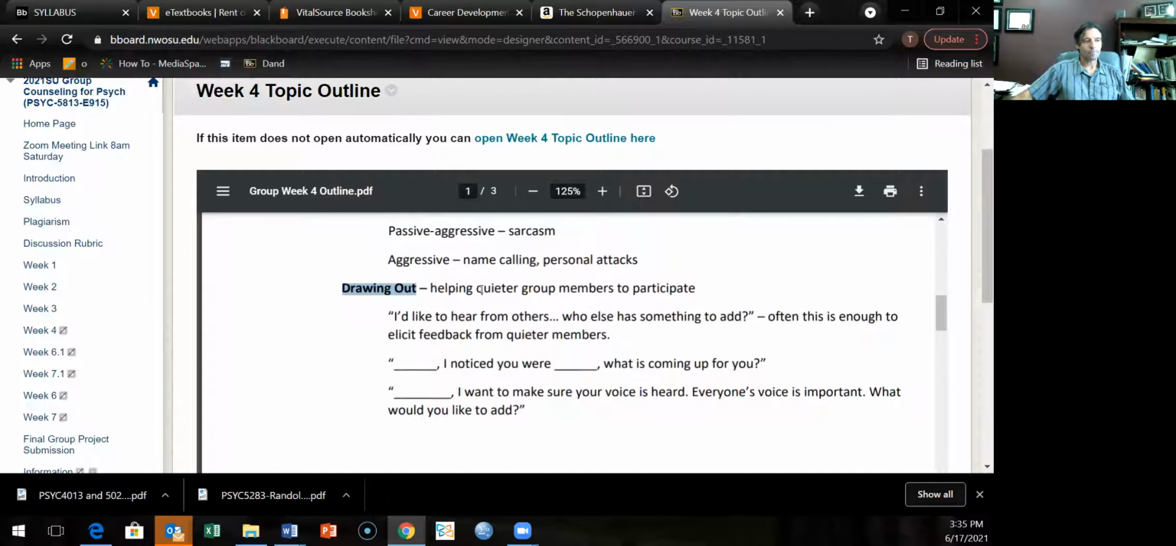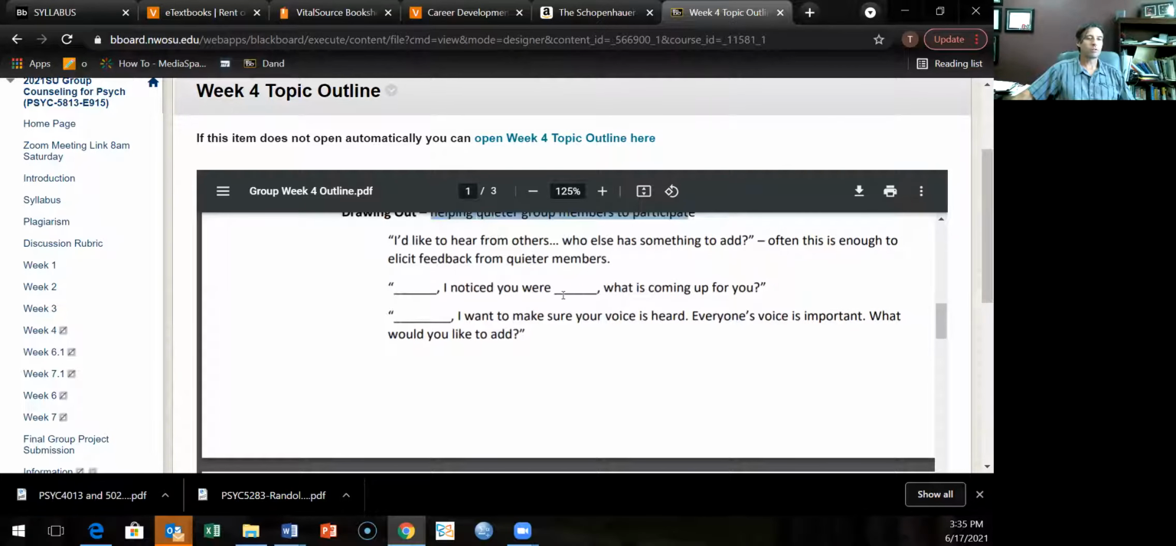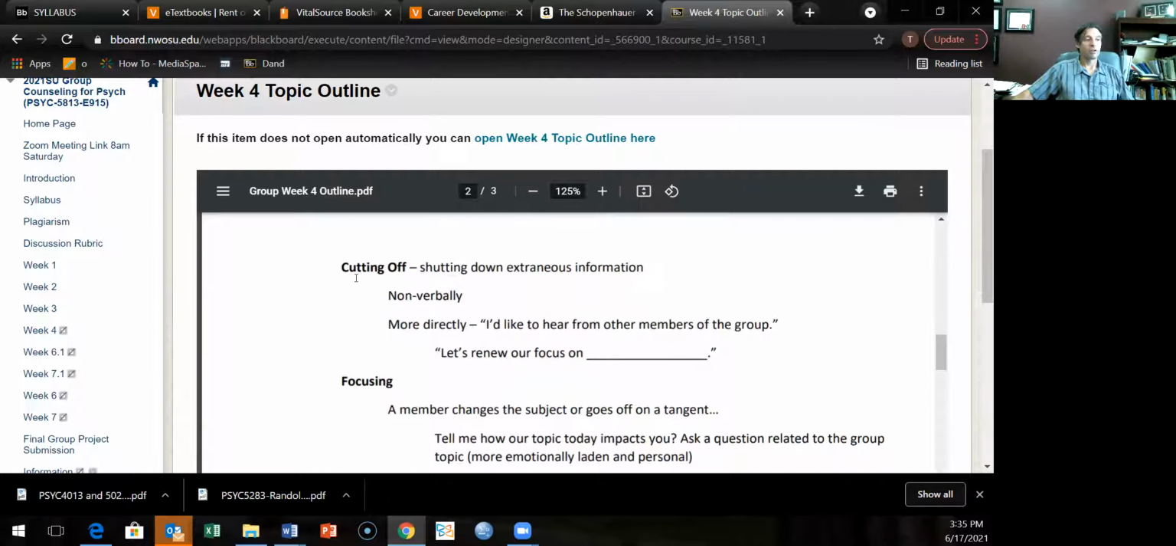Drawing out, helping quieter members participate. I added a few responses, a few suggestions here. You're welcome to read through those. Cutting off, you can do this non-verbally. It's harder to do non-verbally on Zoom, but if I'm in a group of people and I turn away from the person that's talking and I'm not giving them eye contact anymore, hopefully that starts to clue in, okay, it's time to move on.